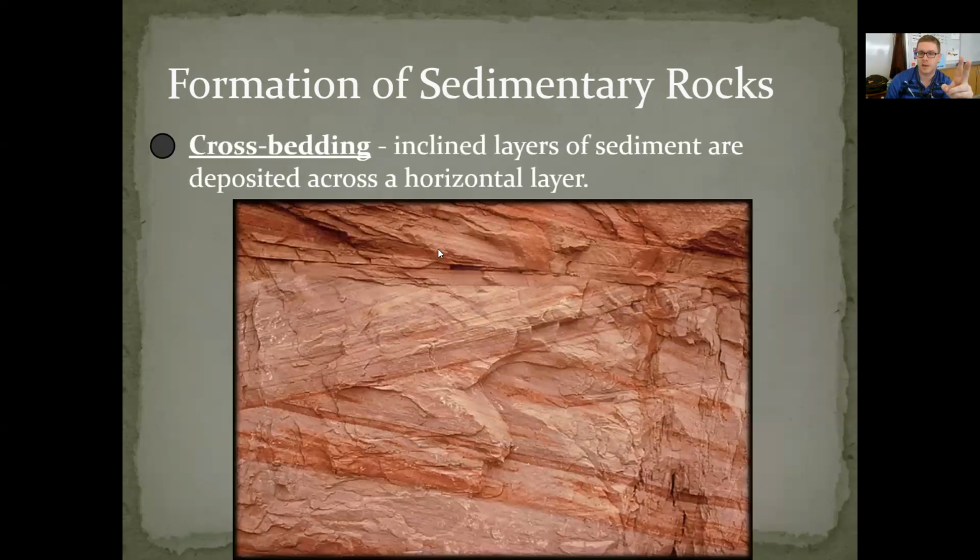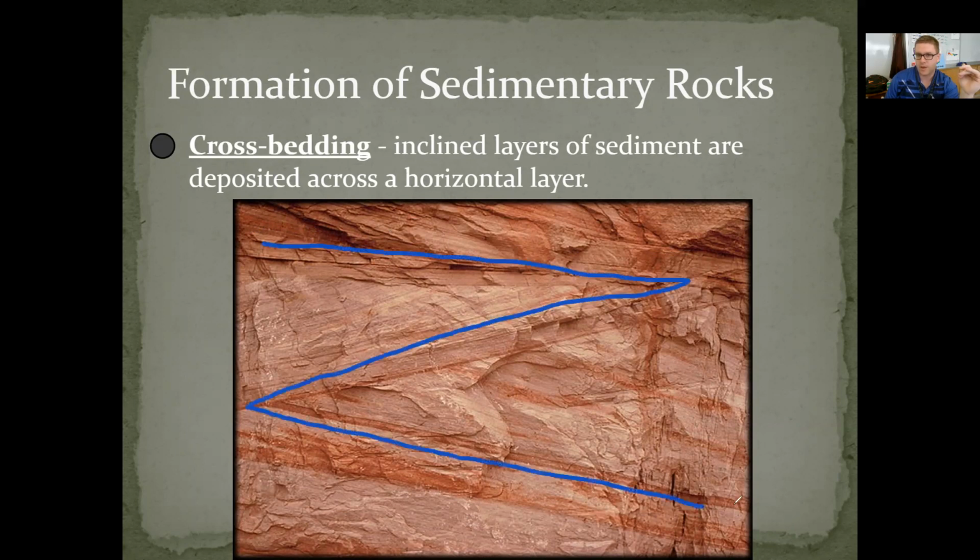The second is called cross bedding, where we have inclined layers of sediment stretched across a larger horizontal layer. So if you look at this picture, and if I were to take my little drawing tool here, the horizontal layer is this entire area right here. But found within that horizontal layer, you can see it's a zigzag pattern that's going on. That is my cross bedding, that zigzag pattern. So we have inclined layers of sediment which are deposited across a long horizontal area. That's cross bedding.